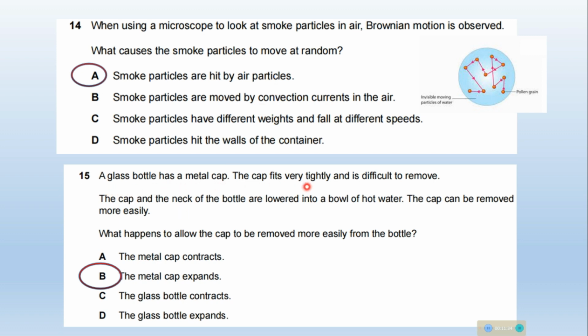A glass bottle has a metal cap. The cap fits very tightly and is difficult to remove. The cap and the neck of the bottle are lowered into a bowl of hot water. The cap can be removed more easily. What happens to allow the cap to be removed more easily from the bottle? So obviously glass is not a heat conductor and metal is a heat conductor. Glass is an insulator. Option B is right here, the metal cap expands.